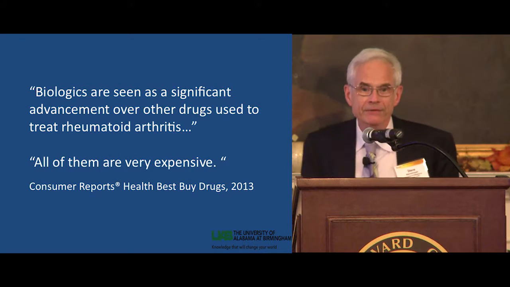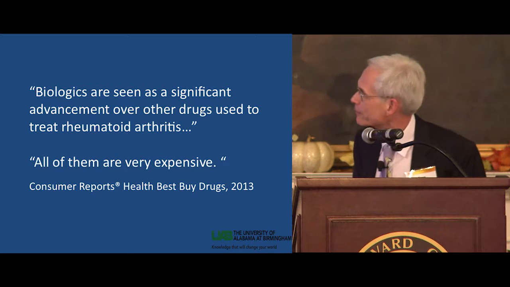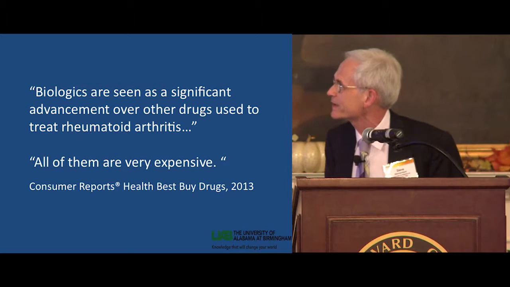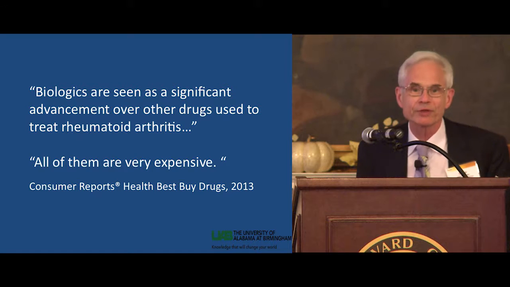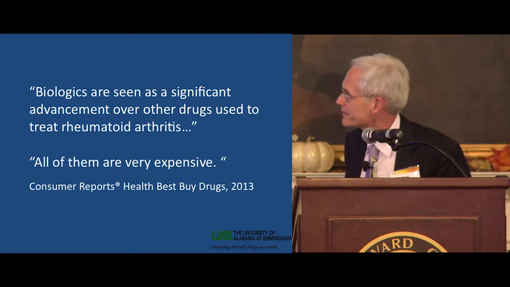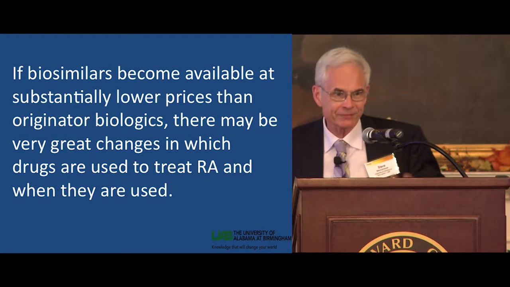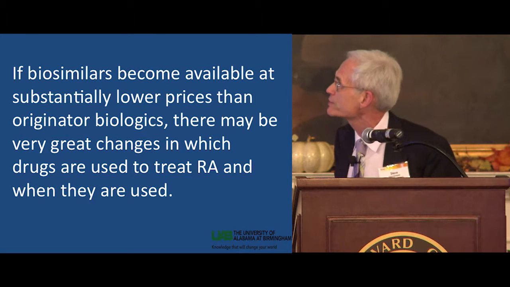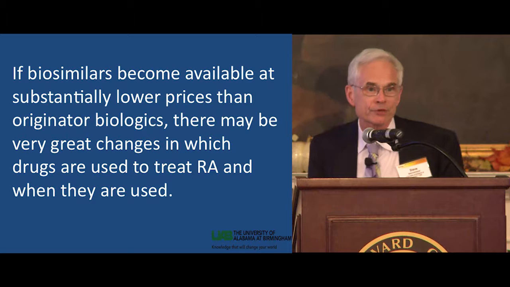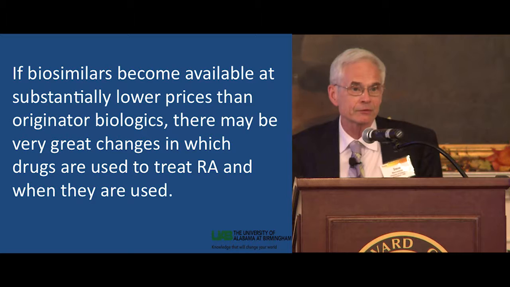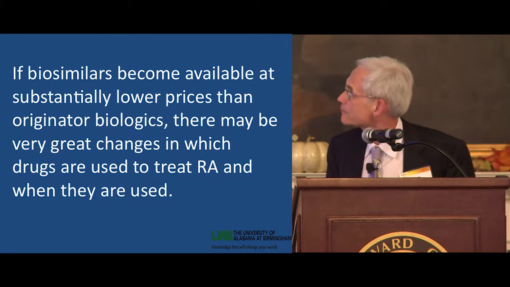Consumer Reports, I think the ultimate authority for many people on what drug to use and when to use it, in their 2013 report said biologics are seen as a significant advancement over other drugs used to treat rheumatoid arthritis, and all of them are very expensive. So Consumer Reports then went on to say, take it slow before you leap into this. So we can expect that if biosimilars become available at substantially lower prices than originator drugs, there may be very great changes in which drugs are used to treat rheumatoid arthritis and when they are used.